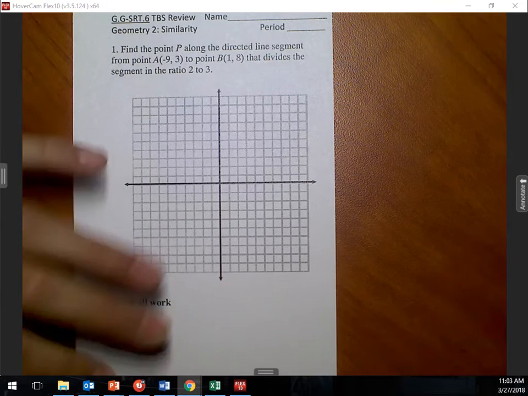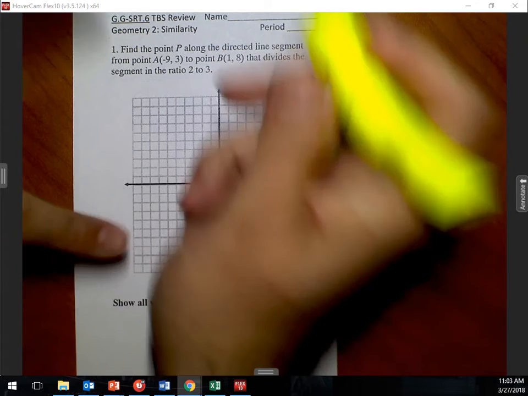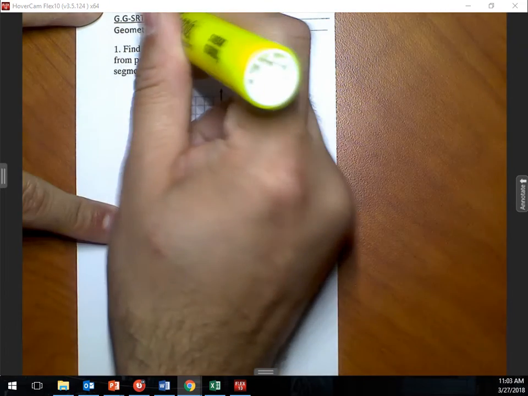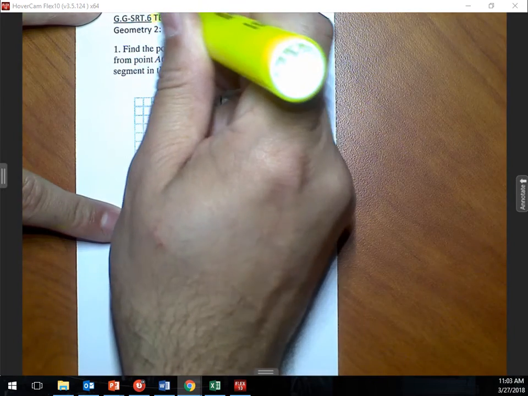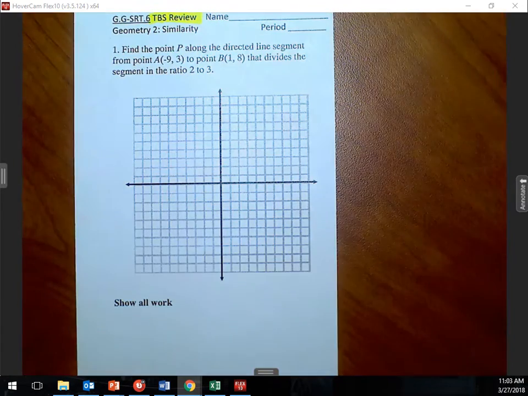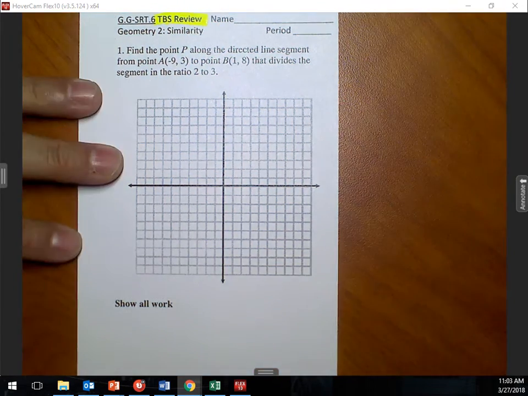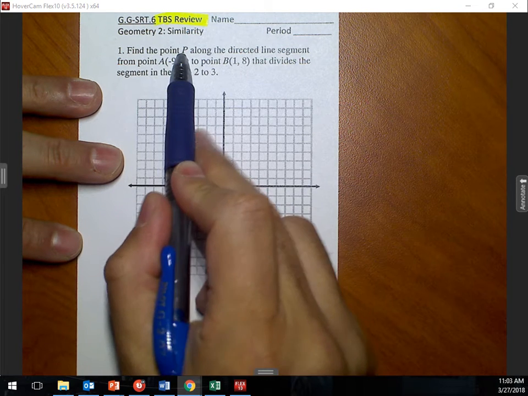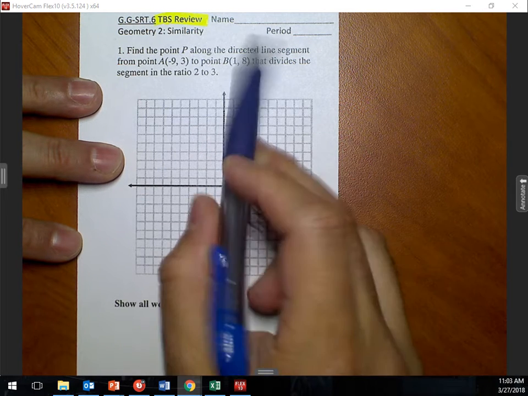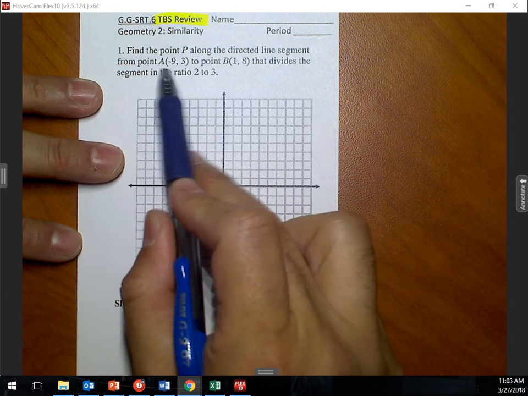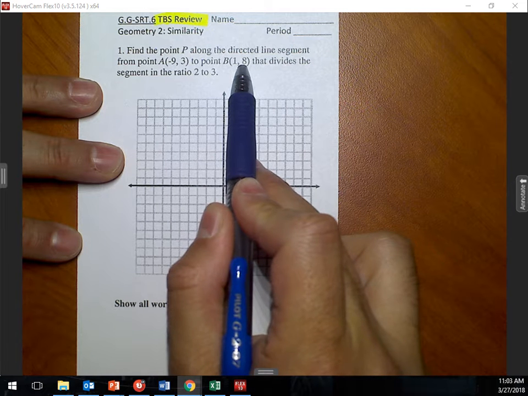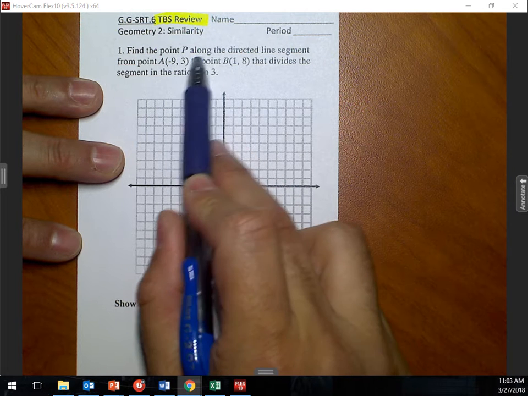Okay, so today we are actually going to do the tutor by standard right here. Now, for this, the G.G-PE6, it says find point P. So point P is somewhere on the directed line segment from point A to point B. So we're going to put these points on my graph.